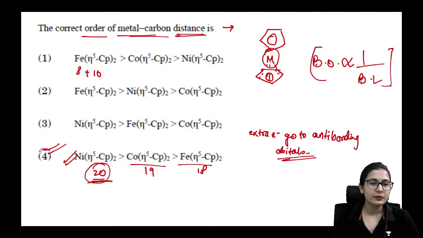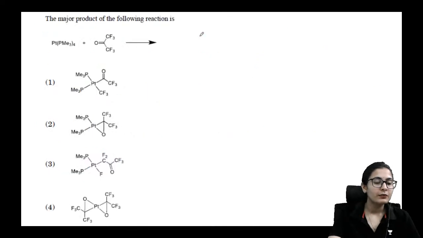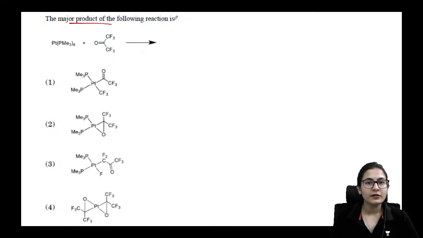Alright. So fourth one is the correct answer. Yes, we are talking about the distance, guys, not about the bond order. ठीक है. So fourth is the correct answer. Moving onwards, everyone. Let's see this. ये देखो, major product of the following reaction is.